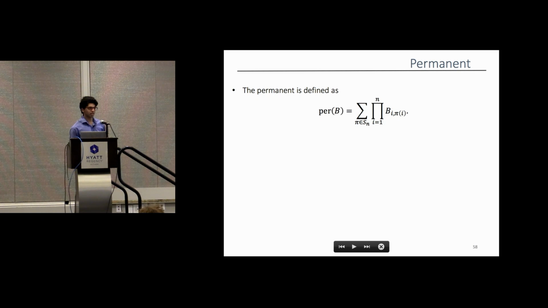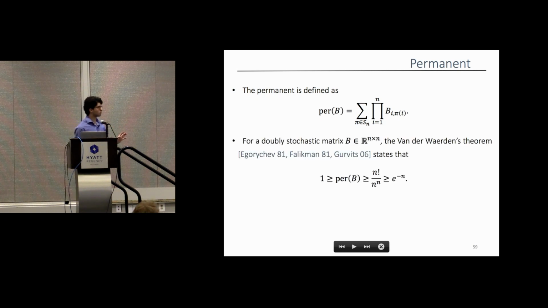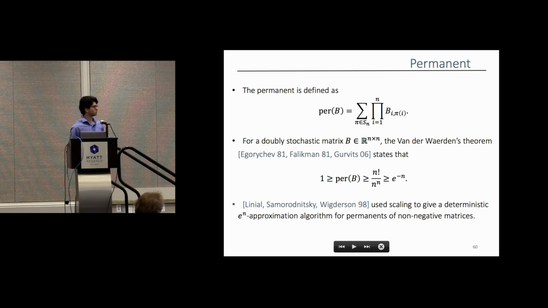I'll quickly go over the last application, the permanent. Think of this as a 0, 1 matrix, and the permanent counts the number of perfect matchings. The van der Waerden theorem showed that for a doubly stochastic matrix, the permanent is between 1 and exponential in n. As I mentioned before, this was used in LSW to give a deterministic exponential approximation to the permanent. You first scale to doubly stochastic, and then the van der Waerden theorem shows you're exponentially close to the answer.